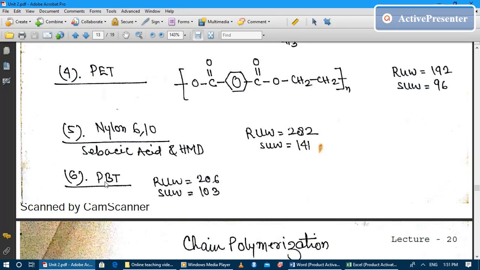Similarly, polybutylene terephthalate, PBT, is also produced by AA and BB type monomers, and here also the structural unit weight 103 is half of the repeating unit weight 206.